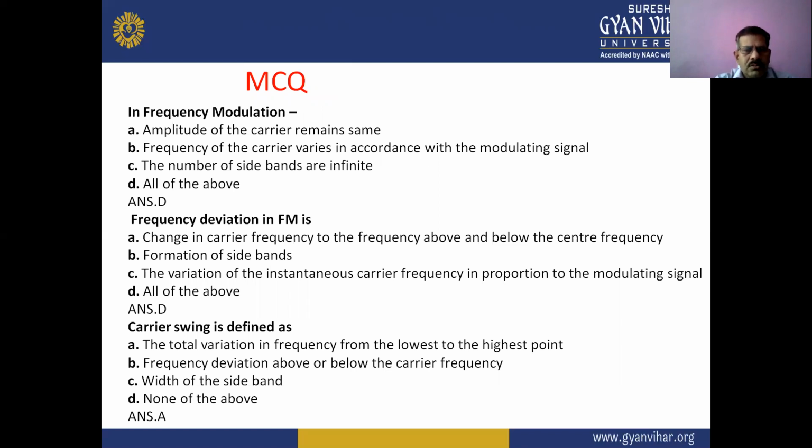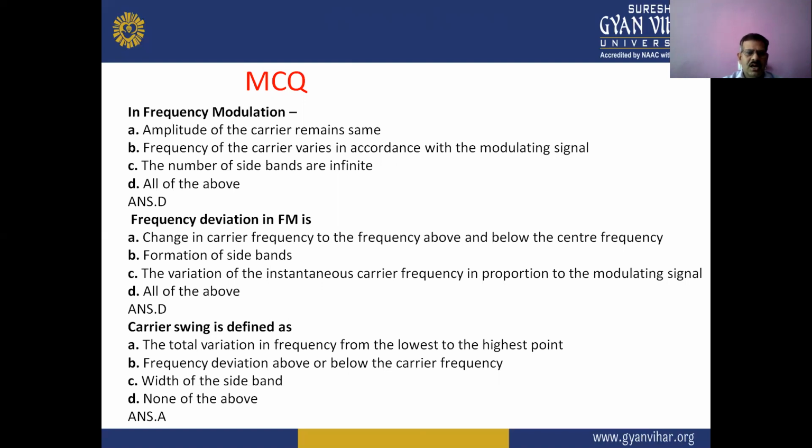There are also some multiple choice questions. So we will discuss these multiple choice questions one by one. First question, in frequency modulation: option A, amplitude of the carrier remains same. Option B, frequency of the carrier varies in accordance with the modulating signal. Option C, the number of sidebands are infinite. Option D, all of the above.